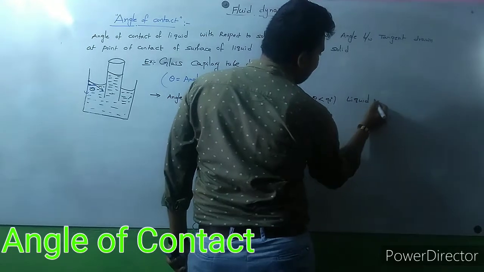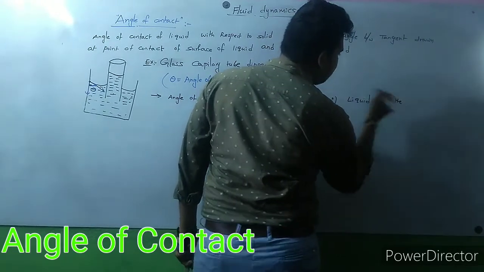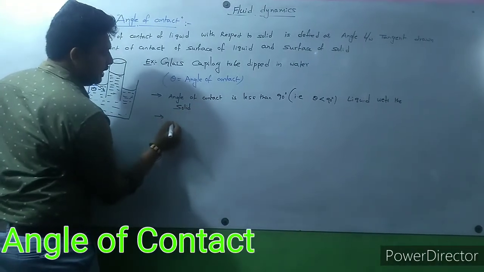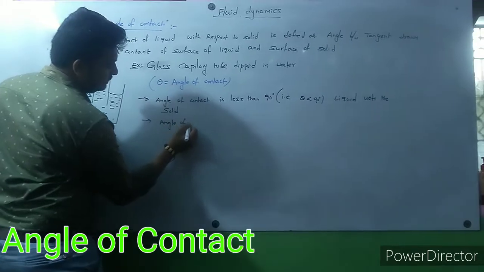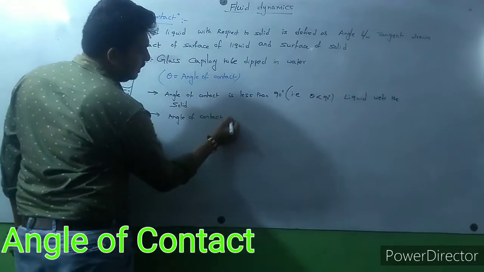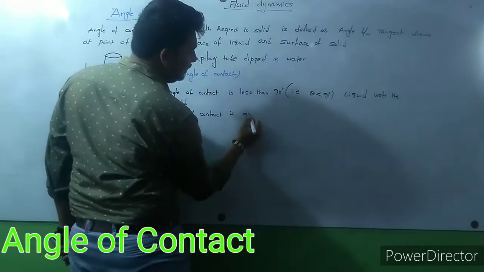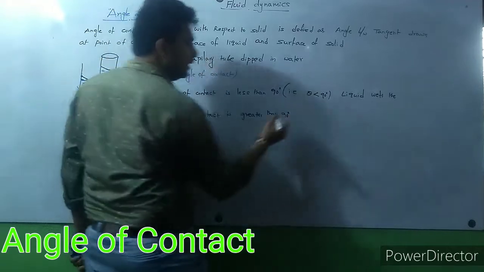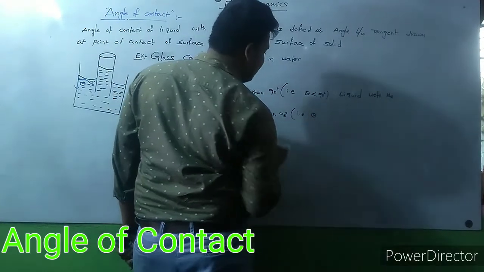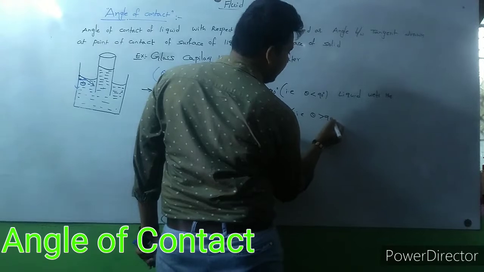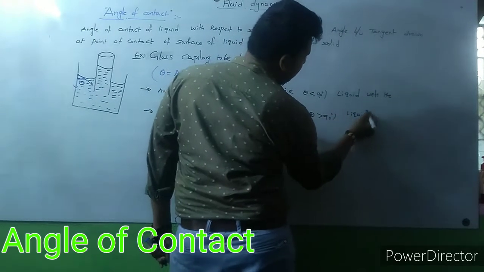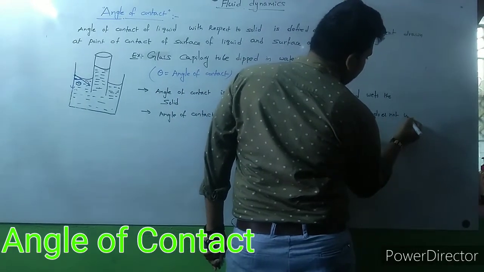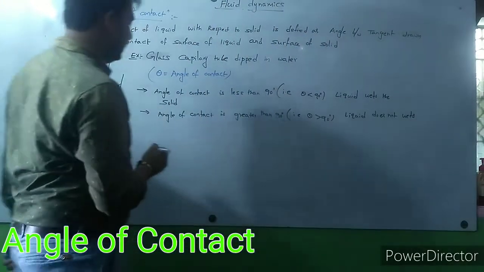the liquid wets the solid. If the angle of contact is greater than 90 degrees, that means theta value is greater than 90 degrees, the liquid does not wet the solid.